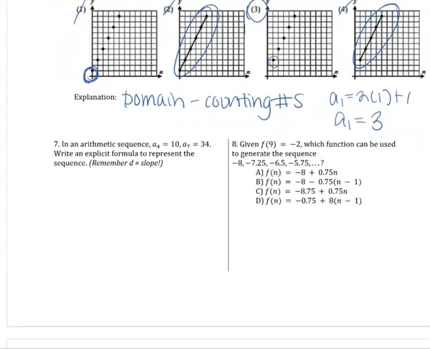All right, question 7. In an arithmetic sequence, a sub 4, so the 4th term, is 10 and the 7th term is 34. Write an explicit formula to represent the sequence. And I put a little reminder here that our common difference is equal to the slope. All right, let's map this out. 1, 2, 3, 4, 5, 6, 7.